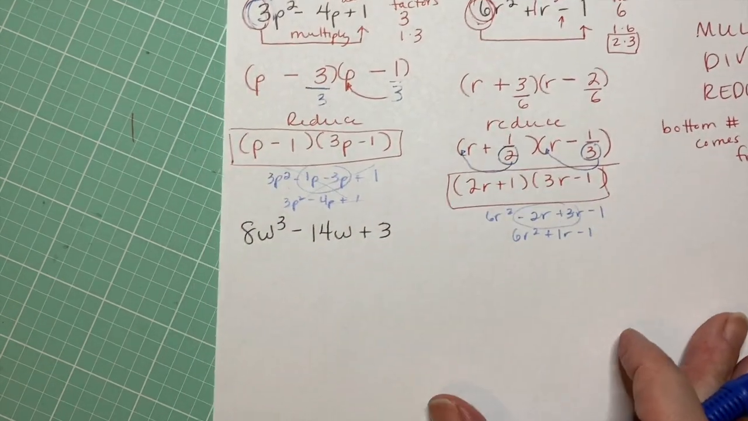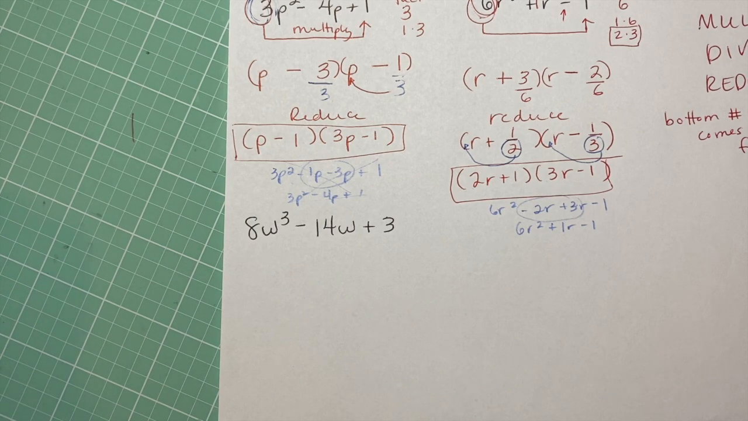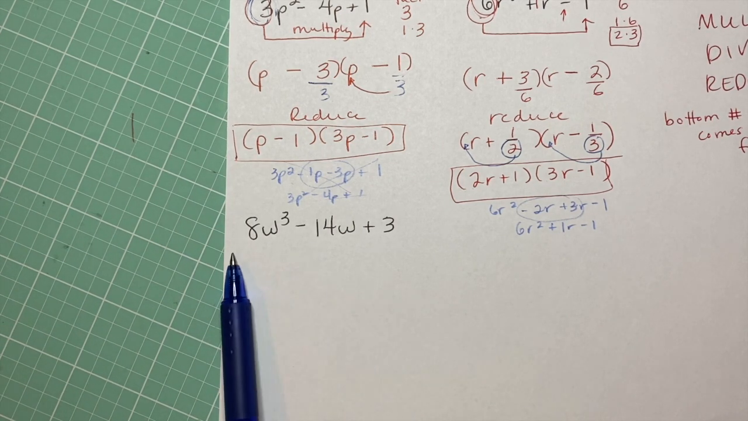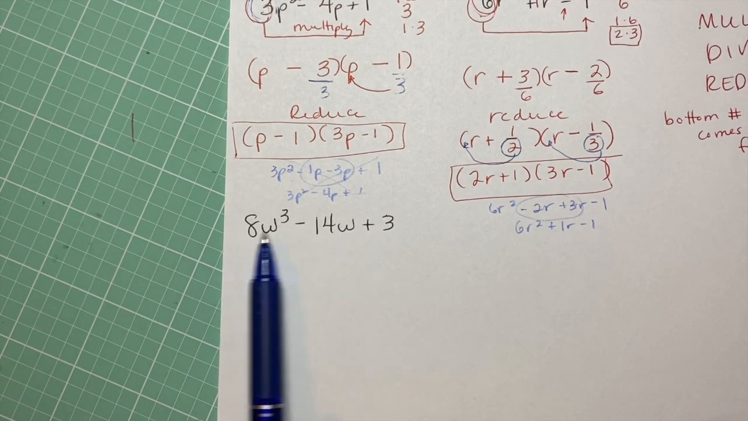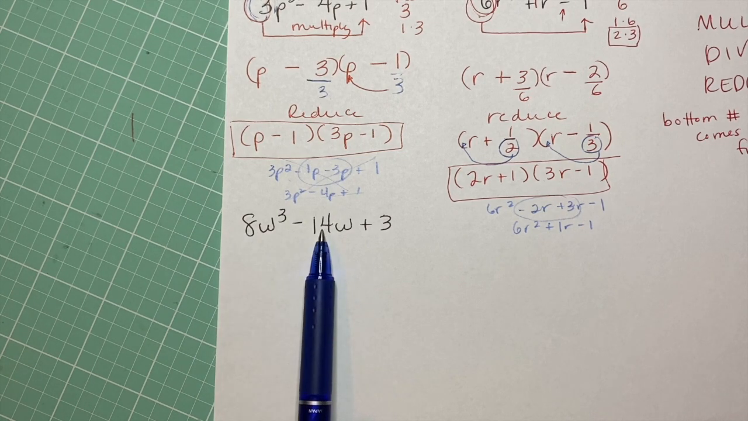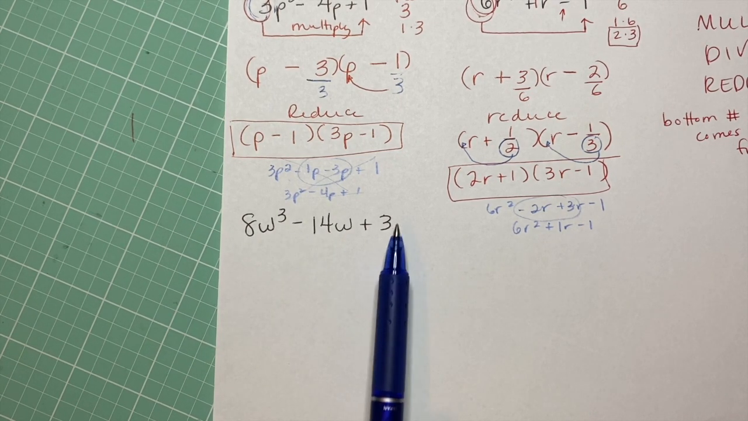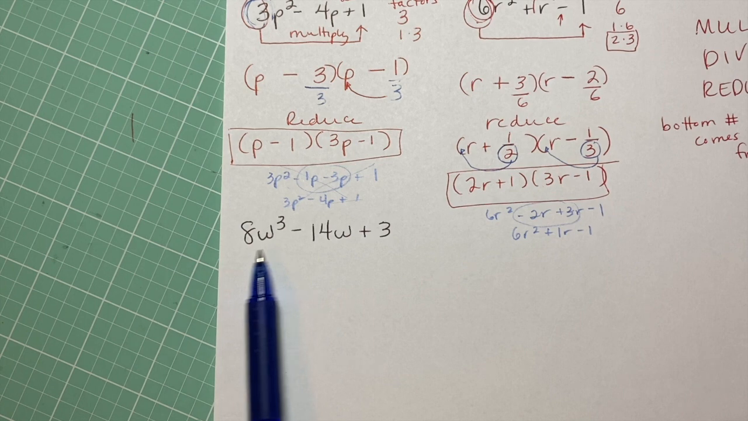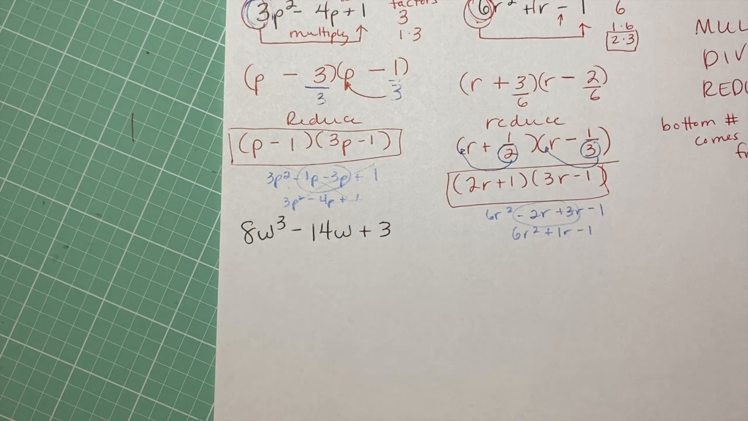Okay, let's look at one more. This one's getting a little bit harder. Again, first check for a common factor. Like 8 and 14 both have 2 in common, but 2 won't come out of 3. So if this was a 6, we would have a common factor. But since it's not, we can't take out the common factor.